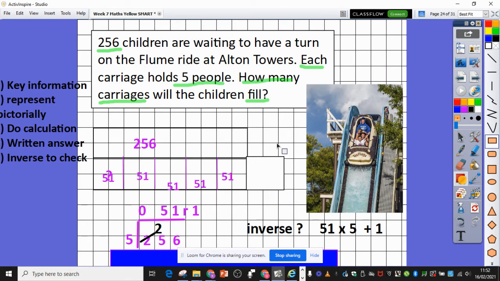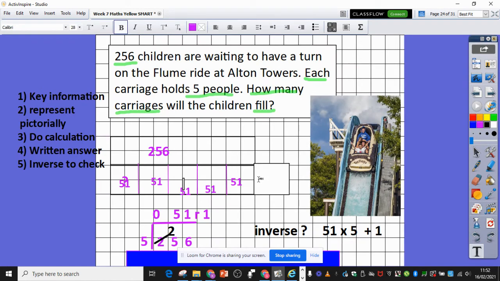Now I wonder if you can think why I put that little box, because I know that I got 51 times 5 here, because each carriage holds 5 people. So I'm going to need here 51. So let me see. So I've got a remainder of 1. So that poor one person, what are you going to say? Can't go on a ride? No. So how many carriages are we going to need in total? We're going to need 52 carriages.